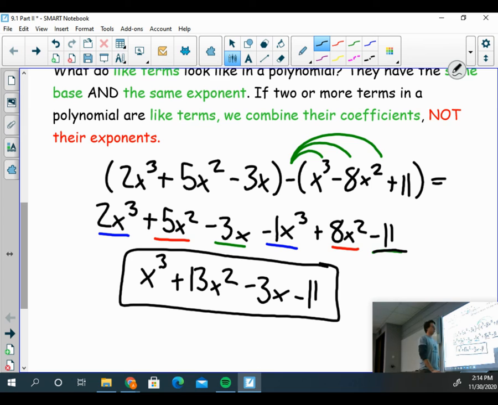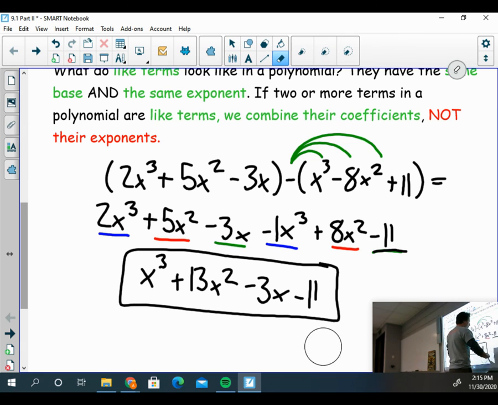I'll underline that in a different color so we don't think that minus 3x and minus 11 combine as like terms. Okay, so the little wrinkle that we have here is if you have a minus sign in between your parentheses, make sure you go ahead and distribute that first.